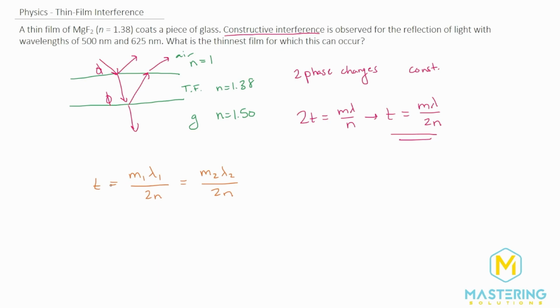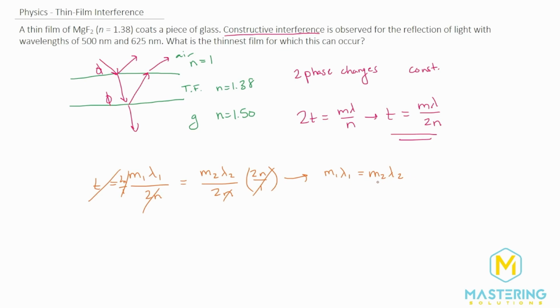So really, let's just forget about the t for a second and look at these two together. If we multiply both sides of the equation by 2n, that'll cancel out the n's because the n is the exact same for both sides of the equation. Now we have m1 lambda 1 is equal to m2 lambda 2. This next part might be the part where you didn't know what to do next, and if that's the case, don't worry about it.